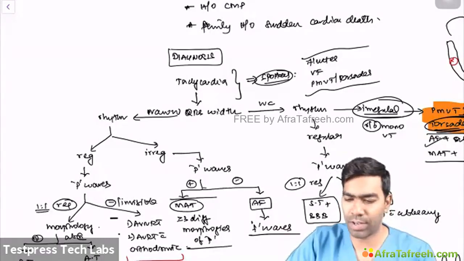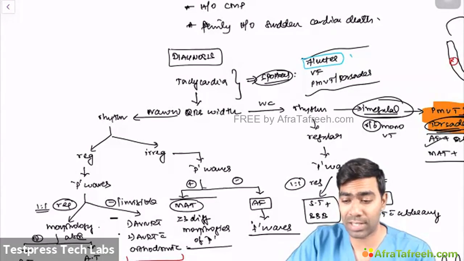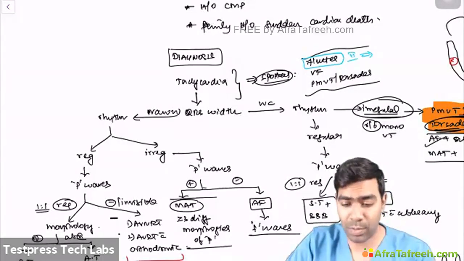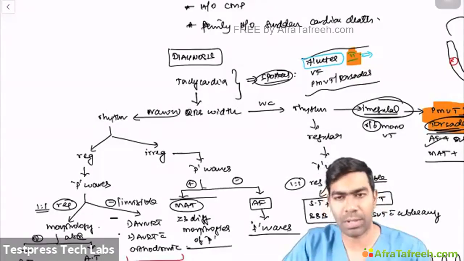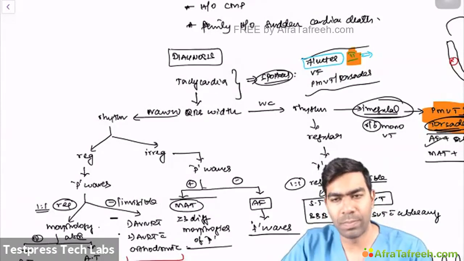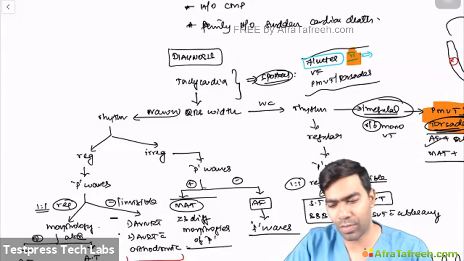For example, the only way to find out flutter as far as exams are concerned is to see lead 2. And trust my word, see only lead 2, don't see anything else. If you see anything else, you will be confused. Sometimes fibrillation also may show flutter-like waves in V1, V2 and all. So don't see any of the other leads, see only lead 2 if you trust me.